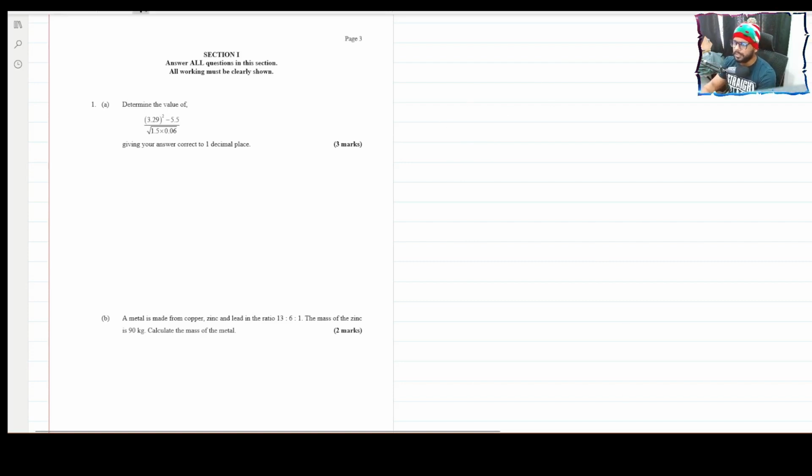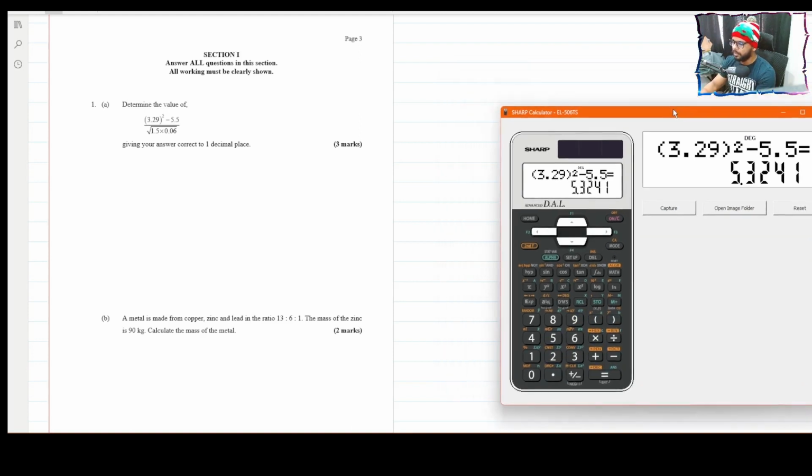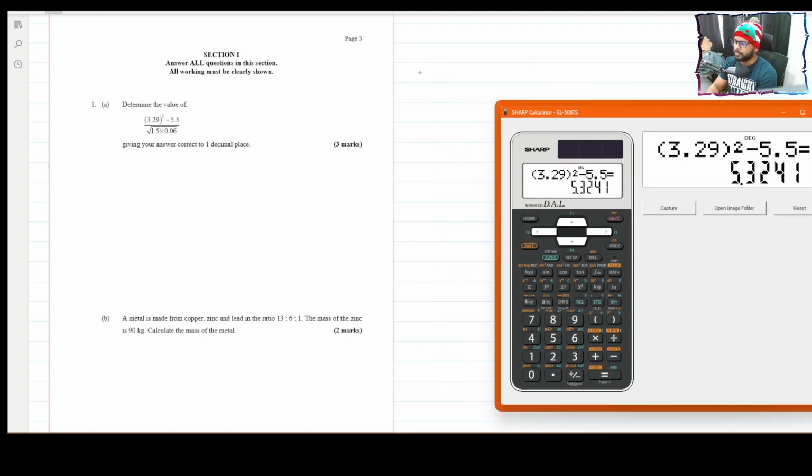So the first thing I want to calculate is the numerator. So I'll go on my calculator and I'll calculate the numerator exactly as I see it in the question. Open bracket 3.29 close bracket squared, take away 5.5 equals, and I get my numerator. My numerator is 5.3241, sorry. Divided by, and I'm going to work on my denominator exactly as I see it.